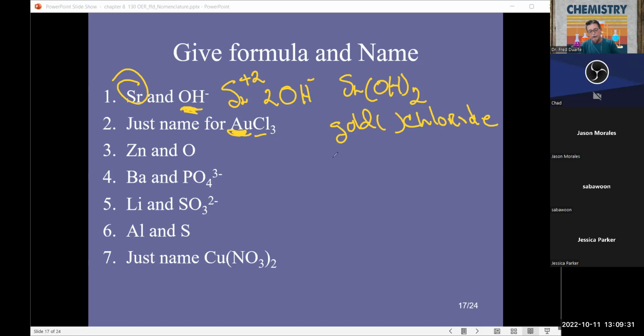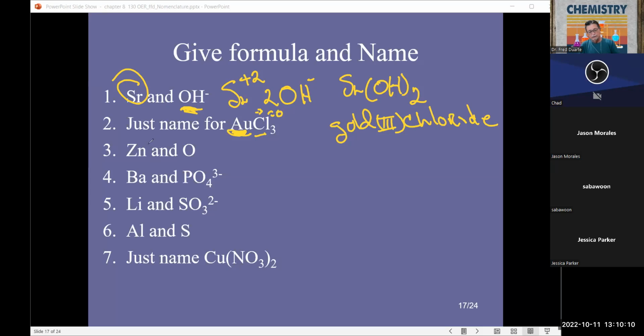So we know that the chlorides are each -1, and therefore that means that we have a total of -3 for all the chlorides. That tells you that the gold must be a +3 to cancel out the total -3 of the chlorides. Therefore, the name is gold(III) chloride, with the Roman numeral 3 in uppercase in parentheses, okay?